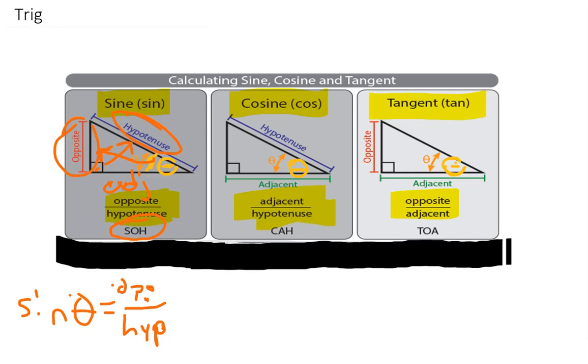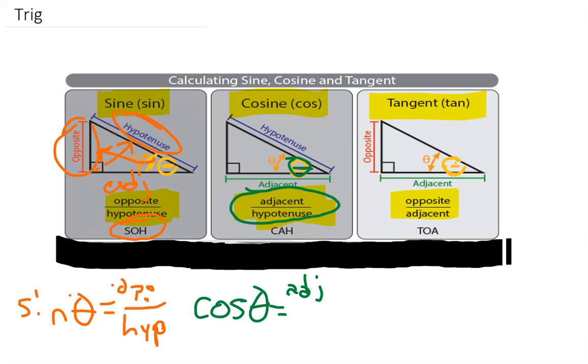The next function we'll need to know is cosine. Cosine now is going to be the adjacent over the hypotenuse. So if I'm looking at the same exact triangle, at this same angle, my cosine is going to be my adjacent over my hypotenuse. So my cosine of theta is going to be my adjacent over my hypotenuse.